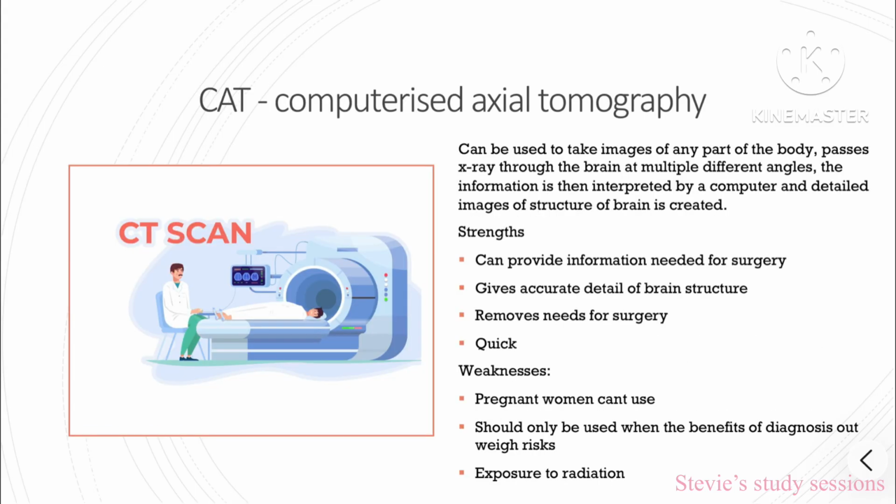Computerized axial tomography, or CAT scans, can be used to take images of any part of the body by passing X-rays through the part of the brain at multiple different angles. The information is then interpreted by a computer and detailed images of the structure of the brain are created. Strengths. It provides information needed for surgery. It gives an accurate detail of brain structure, it removes the need for surgery, and it's quick. Weaknesses. Pregnant women can't use it. It should only be used when the benefit of diagnosis outweighs the risk, and it leads to exposure to radiation.